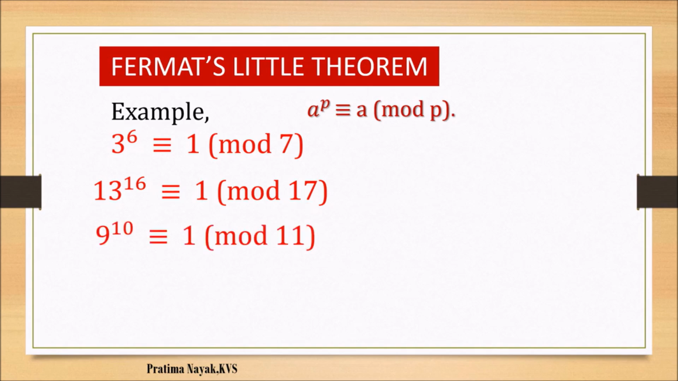Another example, 9 raised to the power 10 is congruent to 1 modulo 11. 11 is a prime number and 9 and 11 are co-prime. Then we can write 9 raised to the 10 is 1 modulo 11. So Fermat's little theorem is applicable on this condition, and it can be applied to a bigger base. Where previous knowledge is not applicable, or is difficult or lengthy, only then do we apply this shortcut method.